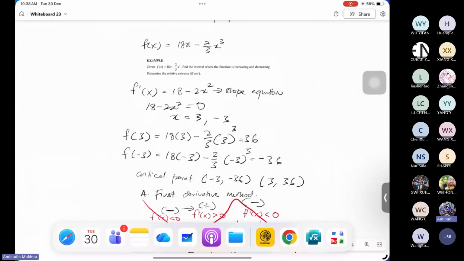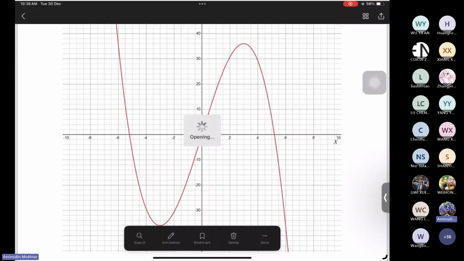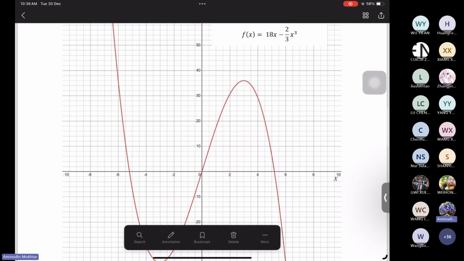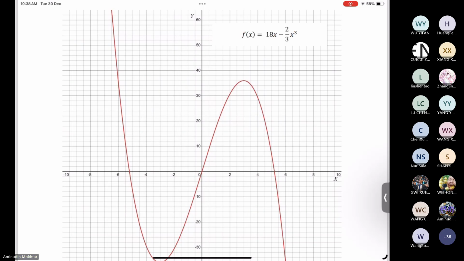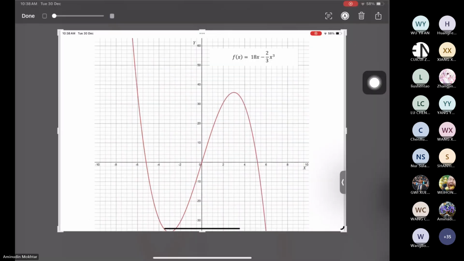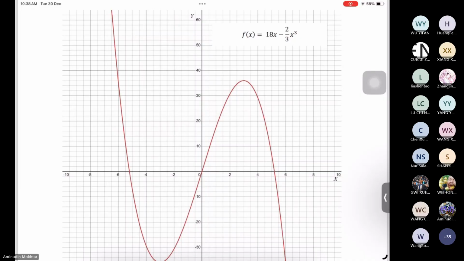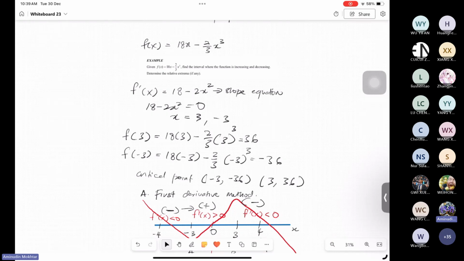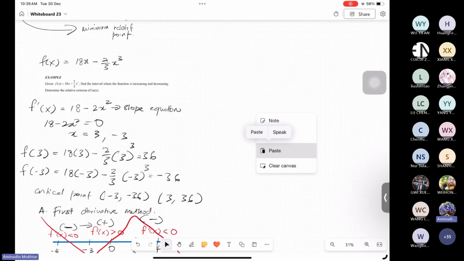Let's just open the additional file, the cubic graph file. That is the function, and there is the graph of the function. I just took a screenshot of the graph. You can draw the graph by using any apps on the website.